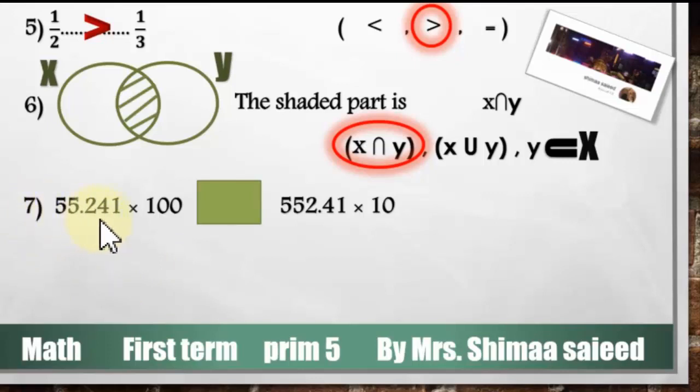Now 55.241 times 100. On the other side we have 552.41 times 10. When we multiply a decimal number by 100, we move the decimal point 2 places to the right, so this number becomes 5524.1. On the other side, 552.41 times 10: when we multiply a decimal number by 10, we move the decimal point 1 place to the right, so that number becomes 5524.1. The same, so put an equal sign.